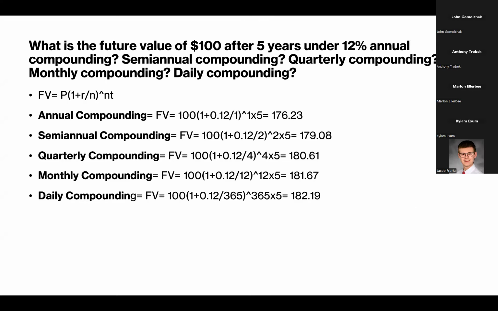So what is the future value of $100 after 5 years under 12% annual compounding, semi-annual compounding, quarterly, monthly, and daily compounding? So again, same formula. I believe we just multiply n by t, where n is the number of compounded periods per year, and t is the number of years, which is 5. So for annual compounding, I came up with 176.23, then semi-annual 179.08, quarterly 180.61, monthly 181.67, and then daily 182.19.